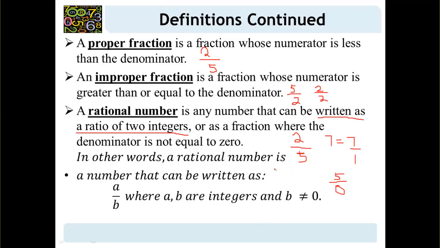And then, in mathematics, we represent rational numbers by Q. We represent rational numbers by Q. So 5 over 0 is not a rational number. It's not.